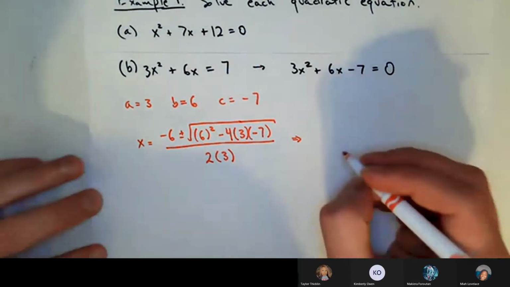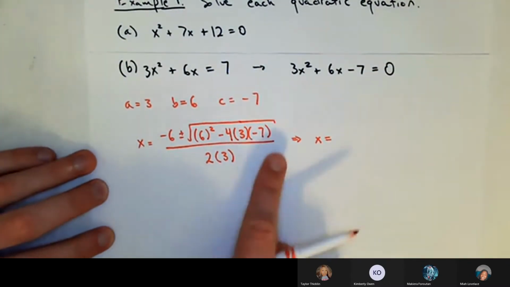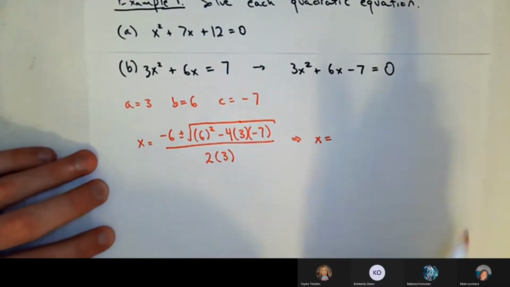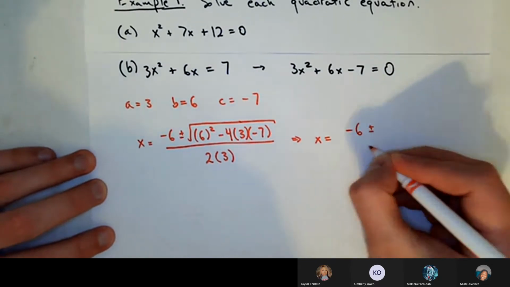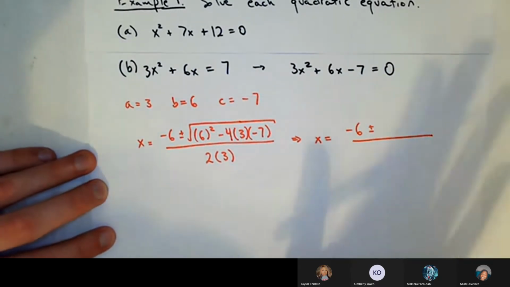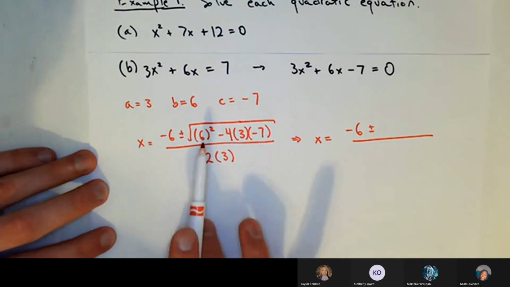Now let me tell you how, if you're feeling overwhelmed about cleaning this up, let me tell you what to do. Don't mess with the thing outside, just -6 plus or minus. In fact, all you're going to do in your first step when you start cleaning this up is just clean up what's happening under the radical.